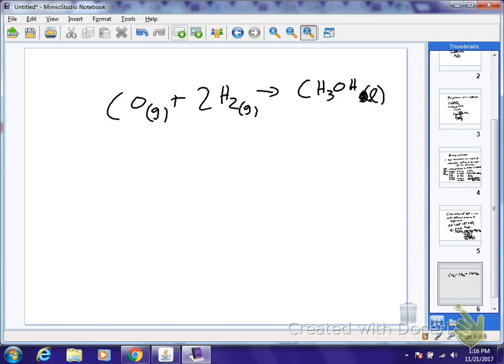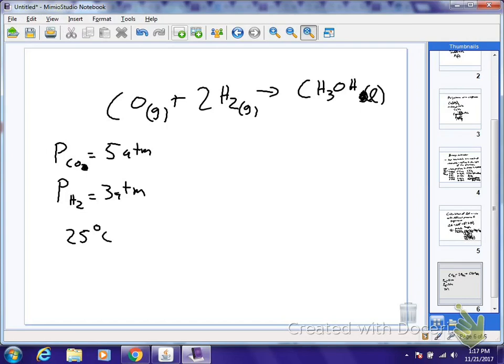Now I'm going to give you some values. The partial pressure of CO, not CO2, but CO, is equal to 5 atmospheres. And the partial pressure of H2 is equal to 3 atmospheres. The conditions this is at are 25 degrees Celsius.